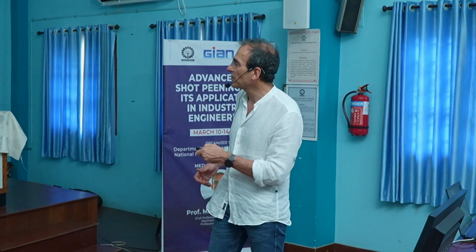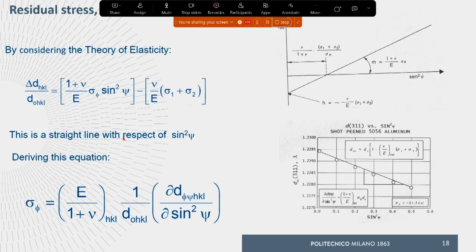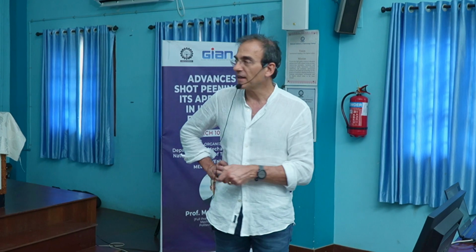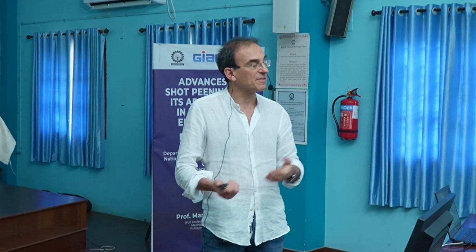So we can consider the different diffraction points. We know the angle, and by means of the angle we can calculate delta D. By means of delta D, we calculate sigma phi, that is related to the slope of the straight line that relates delta D and sin² psi. So the angle of diffraction with sin² psi.